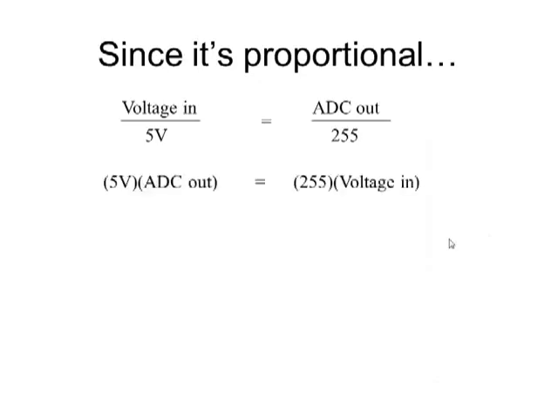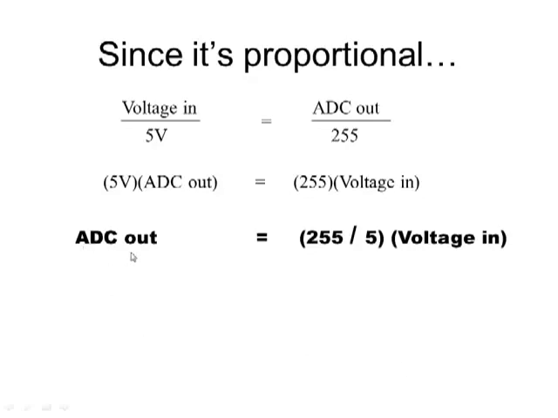If we do a little math on that, you know how to solve a proportion. You cross multiply and set the two sides equal to each other. Do a little more algebra. This is why we make you take math class. Do a little more algebra, and we can see that the analog to digital converter output is going to be equal to 255 divided by 5, times the voltage in.